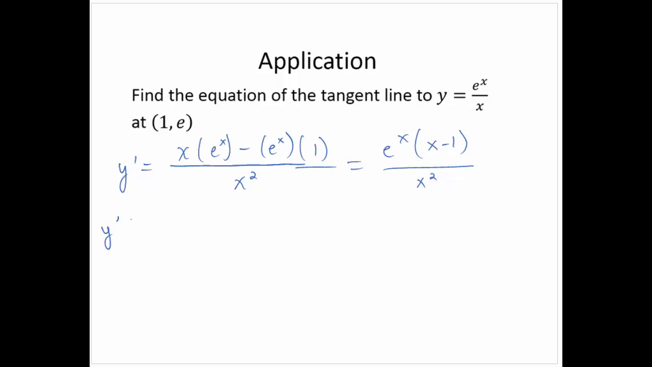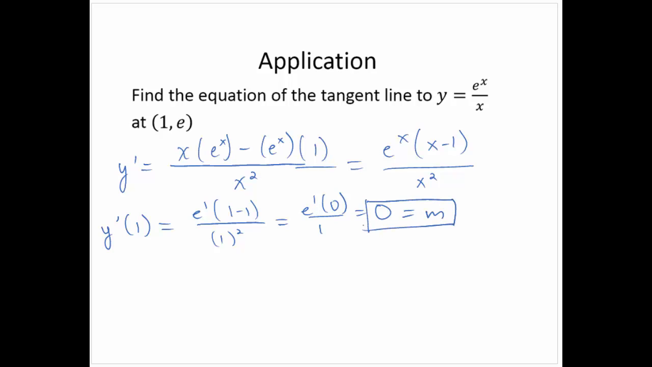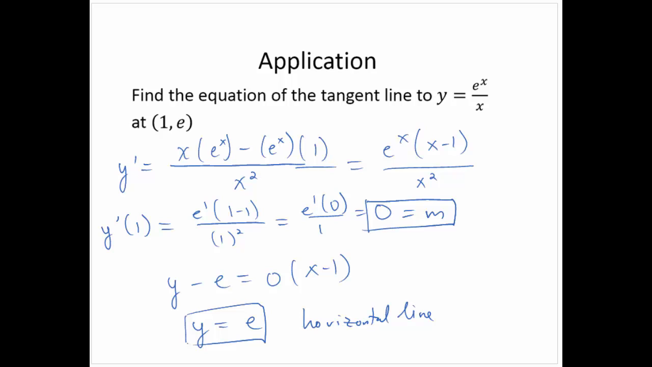Now, calculating the derivative at 1. That would be e to the 1 times (1 minus 1) over 1 squared. And so that's e to the 1 times 0 over 1. That's 0. So the slope is 0. And so then we would have y minus e is equal to 0 times (x minus 1). And so notice that wipes out the right-hand side, and we can just write this as y equals e. So it turns out to be a horizontal line. y equals e.